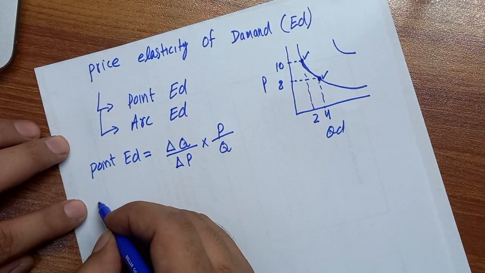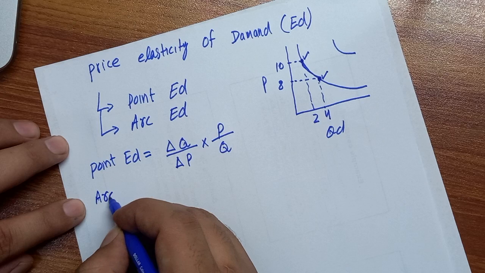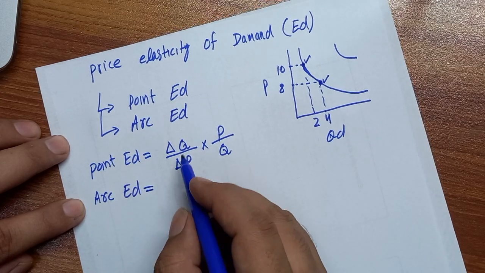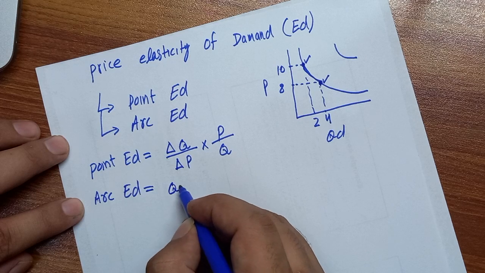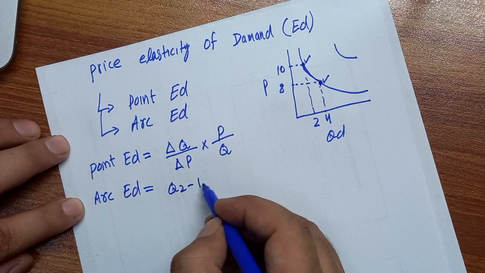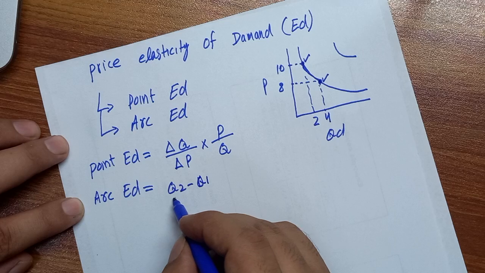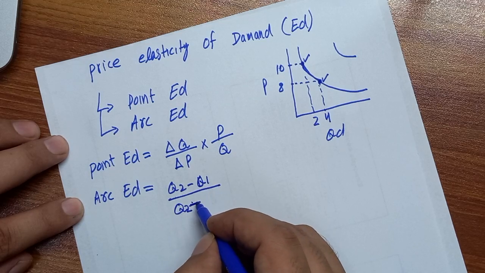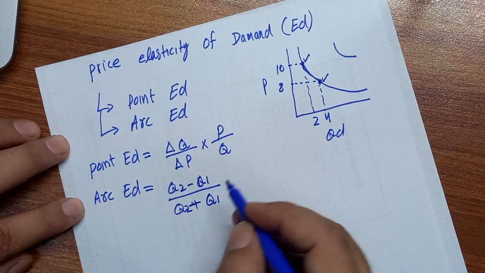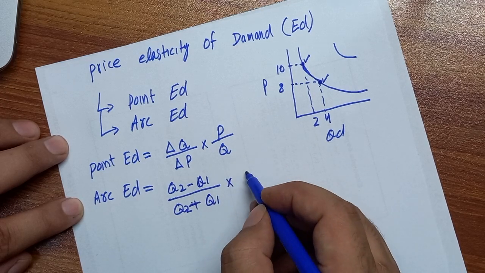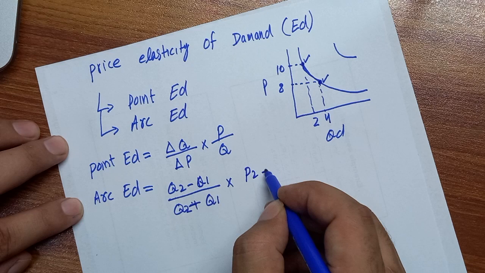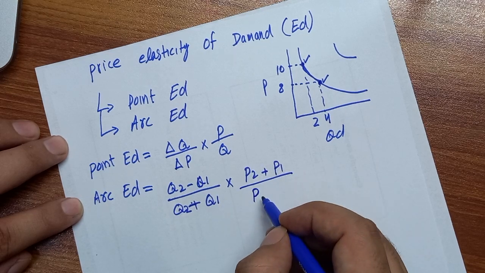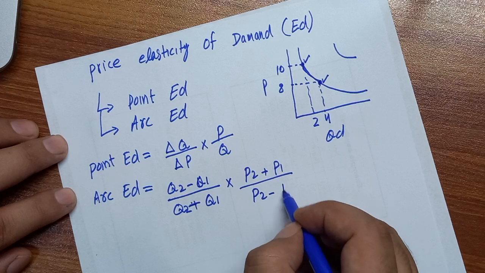And we also use a formula for arc elasticity of demand, which is equal to Q2 minus Q1 divided by Q2 plus Q1, multiplied by P2 plus P1 and P2 minus P1.